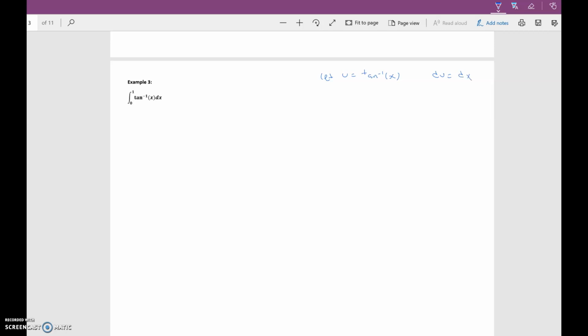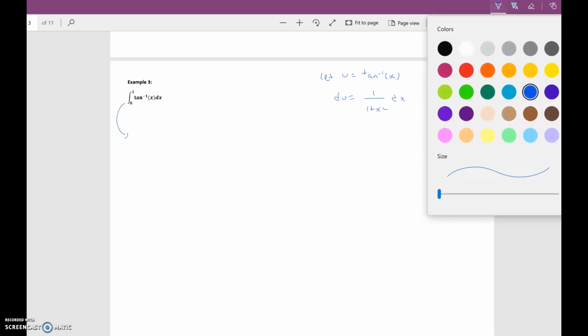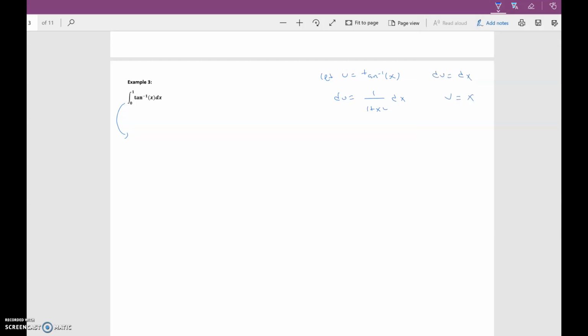Now the selection that I'm making here, u being the tangent inverse, is because it has an easy derivative. So we're talking about the derivative of tangent inverse, which is 1 over 1 plus x squared, and in this case this is going to be dx, and v is simply going to be an x. So to evaluate this integral, we'll worry about the limits until the very end.